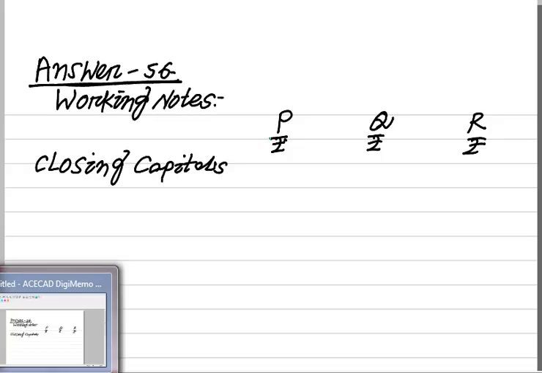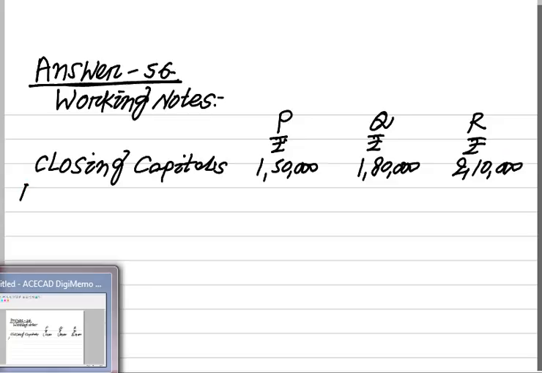For P, this is 1,50,000. For Q, this is 1,80,000. And for R, this is 2,10,000.